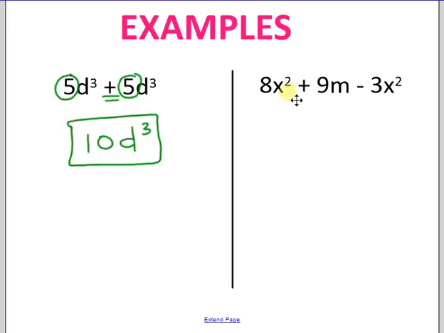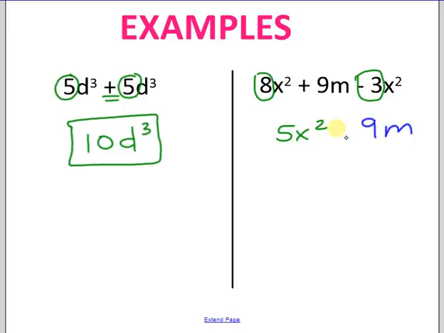Alright, let's take a look at the next one. I have x to the second power, m to the first power, and x to the second power. So let me take care of my x to the second power first. So I have positive 8x to the second power minus 3x to the second power. So 8 minus 3 is 5x to the second power. And then my 9m doesn't have a match. So then I just have 9m.